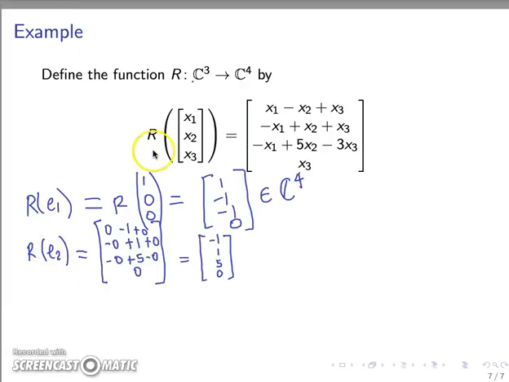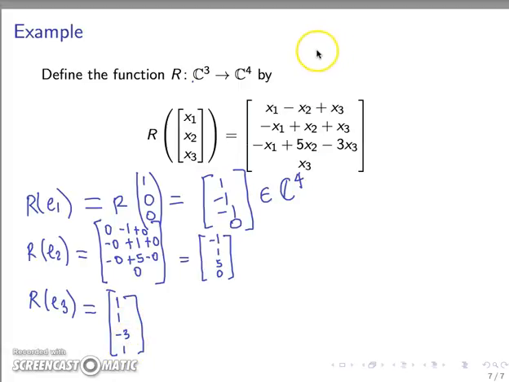Now if we evaluate the transformation R at e sub 2, remember that x1 is 0, x3 is 0, but x2 is 1. So we obtain 0, minus 1, 0, and you can easily see how we obtain the other entries. That leads us to the vector minus 1, 1, 5, and 0. And lastly, for the last standard unit vector, we evaluate it in the transformation R. In that case, x1 and x2 are 0, x3 is 1, and that gives us the vector 1, 1, minus 3, 1.